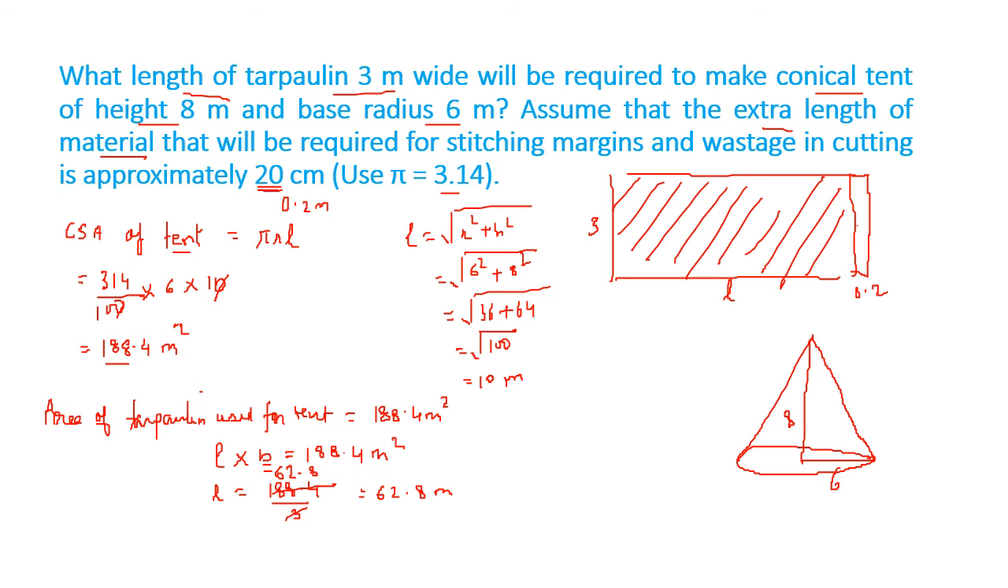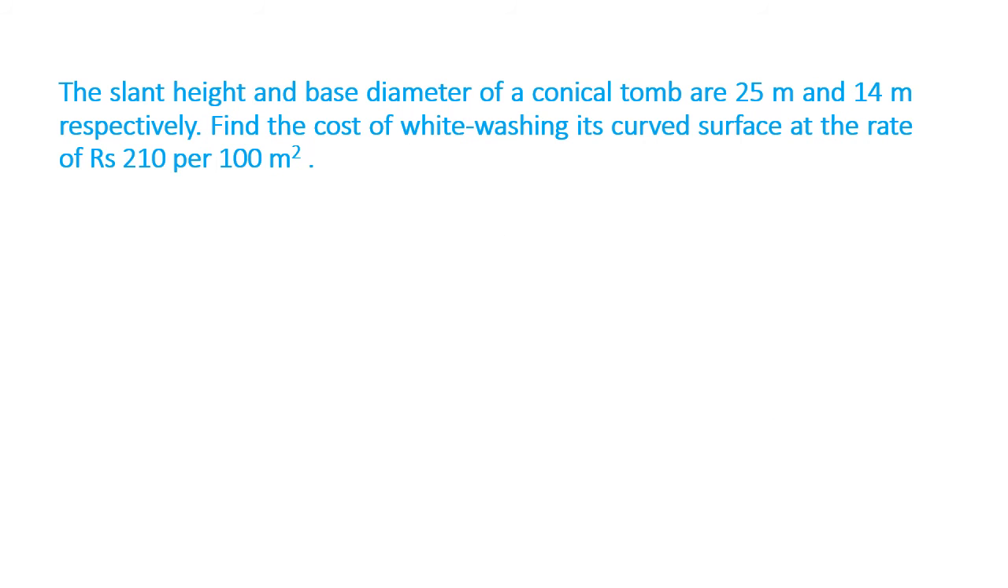So the total length used will be the total length of tarpaulin. That is what you made the tent with, plus your wastage, equal to 62.8 plus 0.2, that is 63 meter is the total tarpaulin you need to use to make the conical tent along with the wastage. Next we have the slant height and the base diameter.